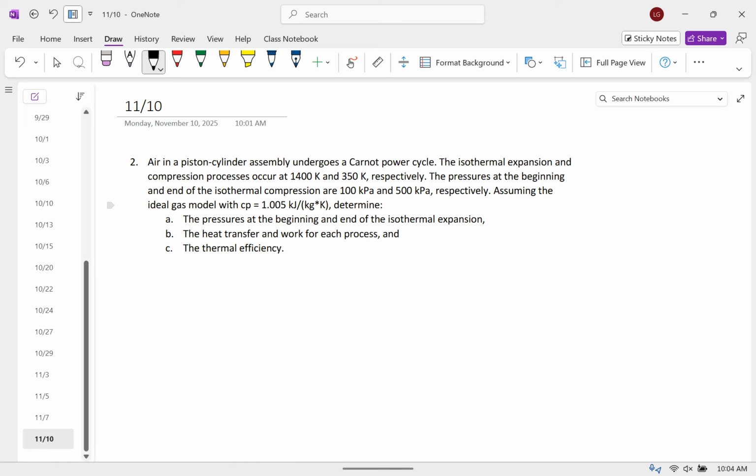So this Carnot power cycle, we're not going to talk about what it is specifically, but it just goes through a specific set of steps to produce work. And one of those steps is an isothermal expansion. Isothermal means that the temperature stays constant. And it's air, so we're going to assume that this is an ideal gas.